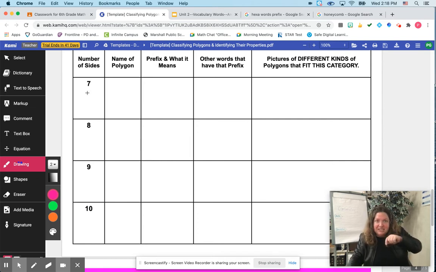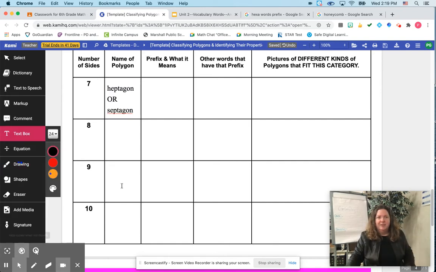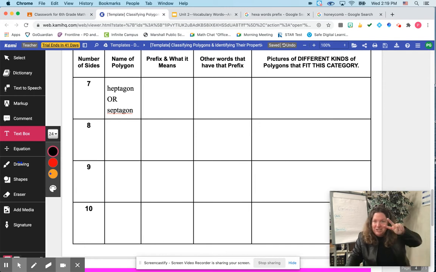The number of sides is 7. What do we call the name of that polygon? All right, there it is. Weirdly, this one has 2 names. You could call it a heptagon, or you could call it a septagon. So that is really surprising. They just have 2 different sort of etymologies. That means like the history of the word. They have 2 different ones of those.